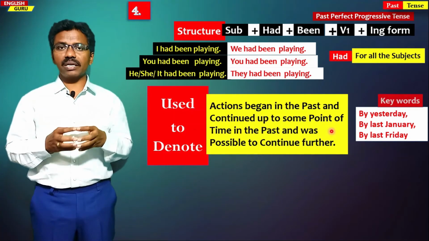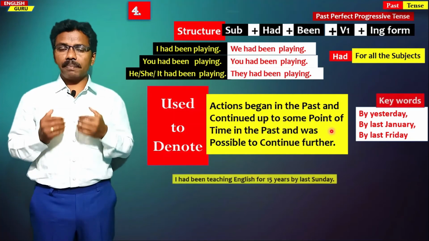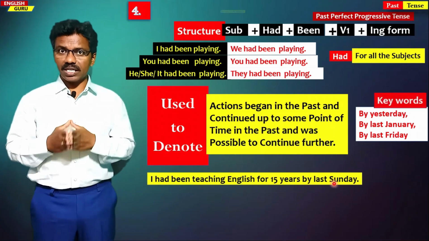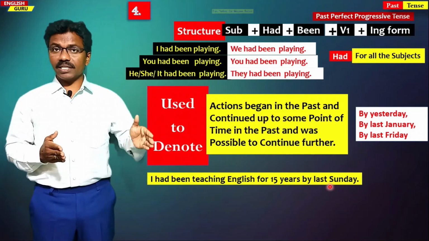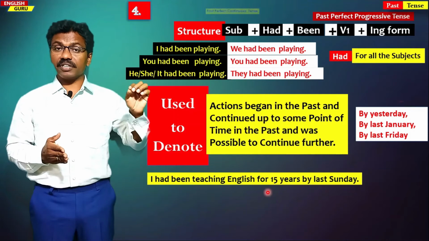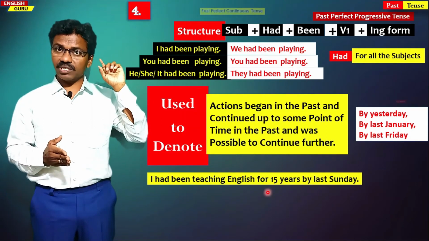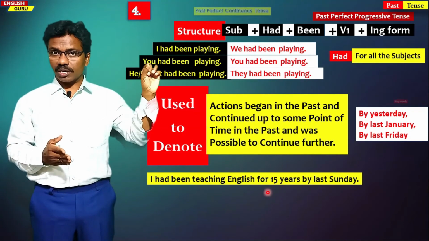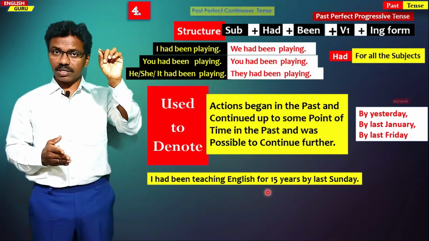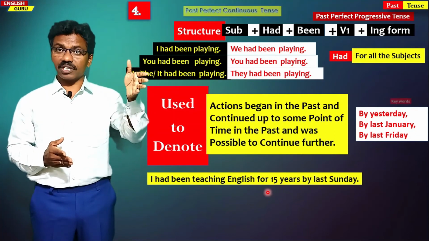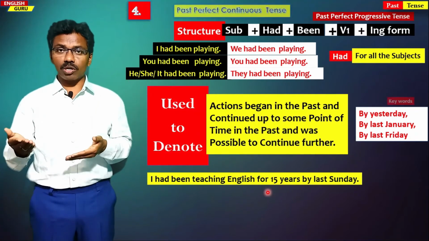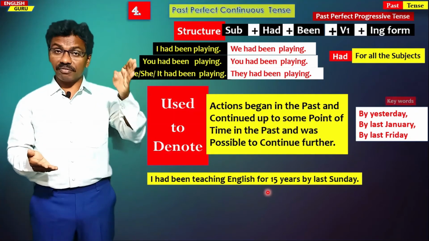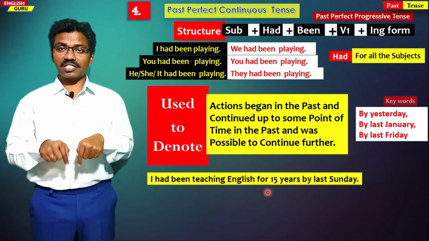Let us take them in some examples. I had been teaching English for 15 years by last Sunday. So by last Sunday, I completed teaching English for 15 years. So I started the activity 15 years ago. I continued it for 15 years and I ended after 15 years by last Sunday. By last Sunday, it is 15 years. I may continue now also. But I completed 15 years by last Sunday, and this is the 16th year.